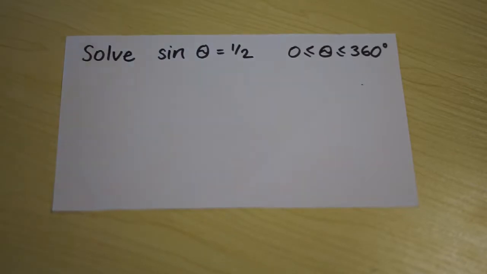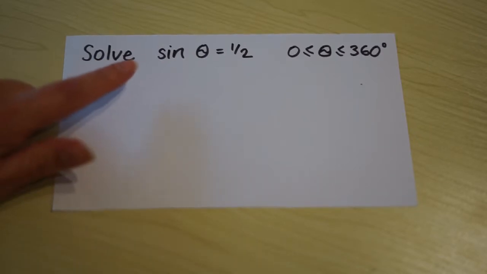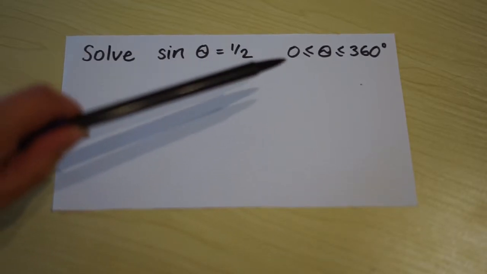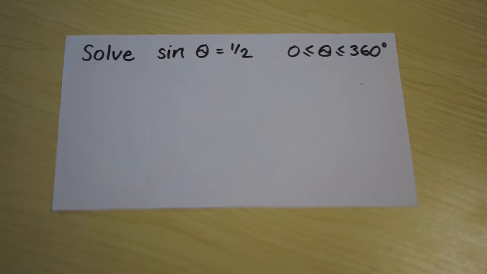Here's a video to show you how to use the CAST diagram to solve trig equations. Let's have a look at an example question. So here it is. We need to solve sine theta equals a half, and the solutions have to be in the range 0 to 360 degrees.